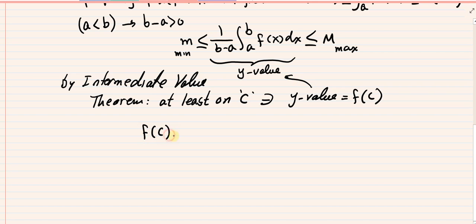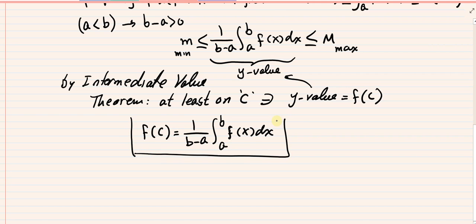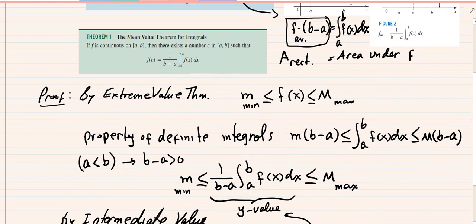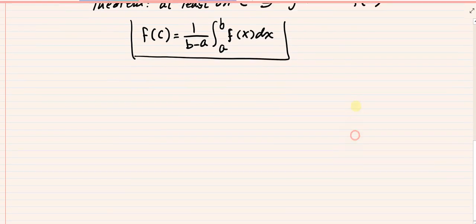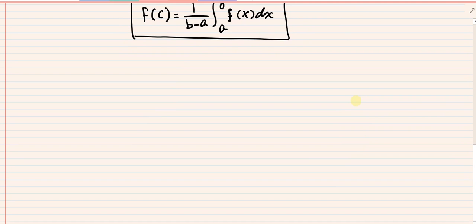Therefore, we can say that f at c is equal to 1 over b minus a, the integral from a to b of f of x dx. And there you have it. That proves, again, the mean value theorem. So we now can move on to actually stating the fundamental theorem of calculus. Let me put up that theorem here, and then we'll talk about it.